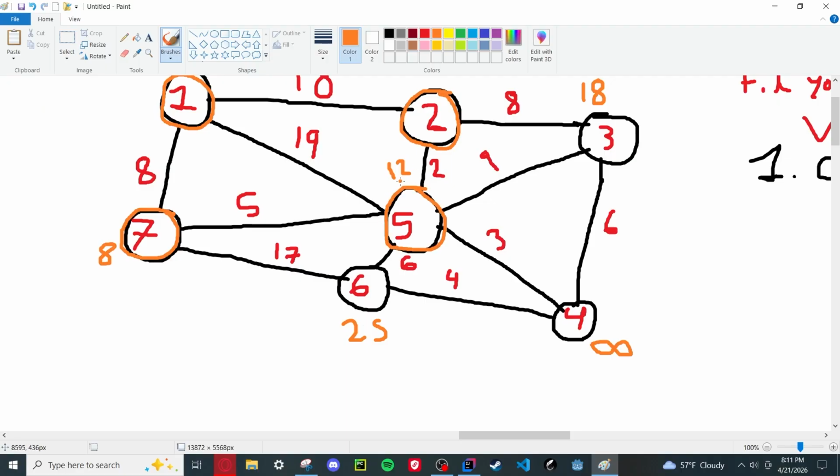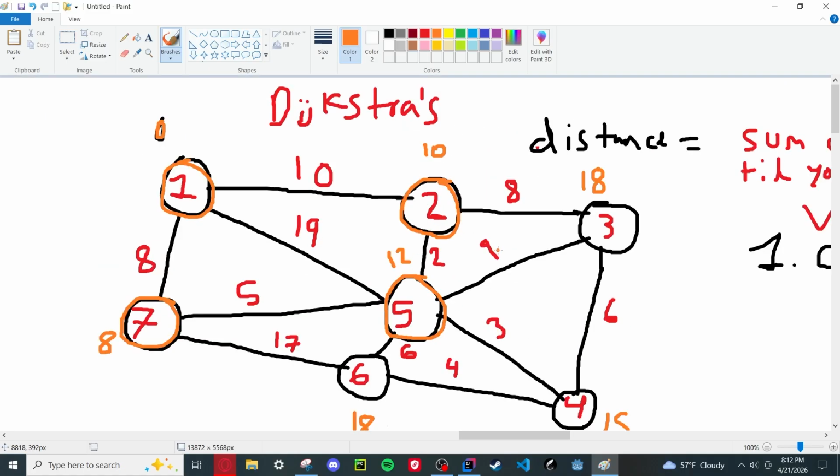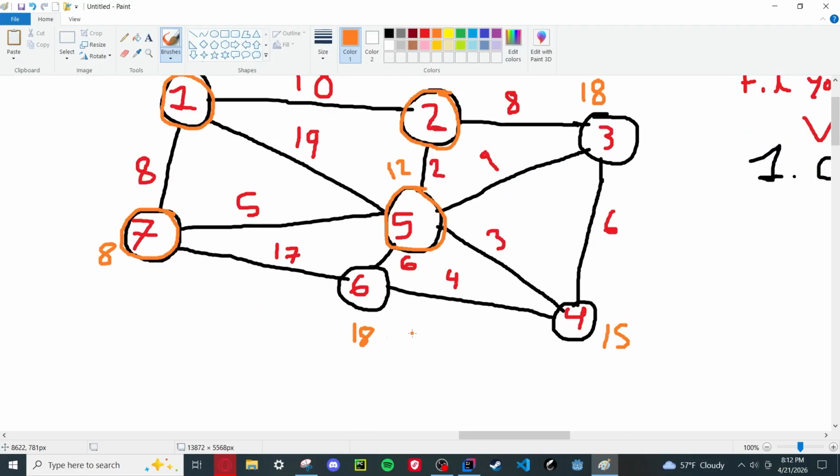12. Okay, same thing. We can't relax any of these ones. They've already been finalized. Well, just 12 plus 6 is 18. I can simplify this down to 18. Okay, 12 plus 3 is 15. 15 is less than infinity, obviously, so we can relax this to 15. Okay, 12 plus 9 is 21, right? Is 21 less than 18? No, it's not. Let's leave 18 as it is. So we've relaxed everything we can now.